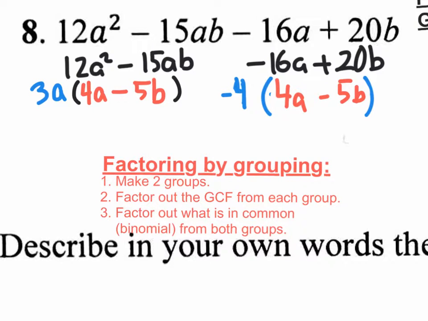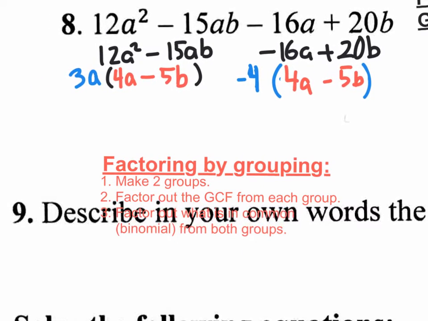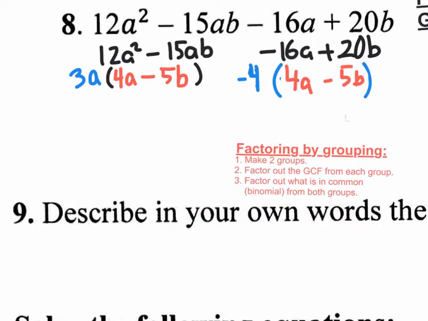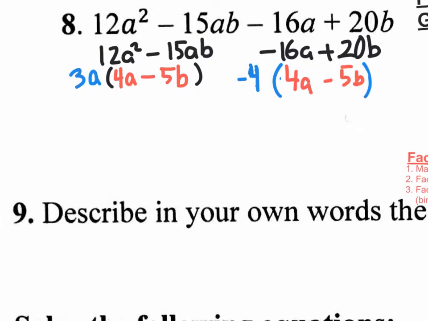So now it's time for step 3, where you take a step back and you pull out what's in common in the first group and the second group. So what is in common in the first group and the second group? You have the binomial 4a minus 5b on both. So let me pull out the 4a minus 5b. 4a minus 5b. And what would be left on the inside of the parentheses?